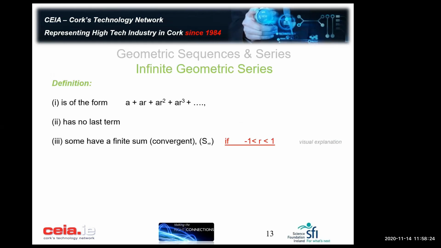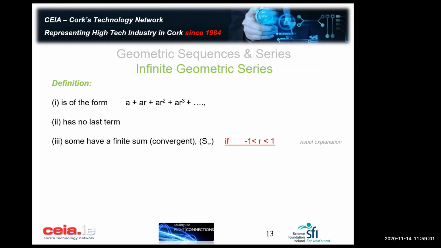So some have a finite sum. In other words, they actually do add up to something at the end, and that means it's convergent. You could be asked about a convergent series and a divergent series. The term for it is a sum to infinity if it has a finite sum. And that's if r is greater than -1 and less than 1. In other words, it has to be a fraction. So when r is a fraction, it's going to get smaller and smaller and smaller.